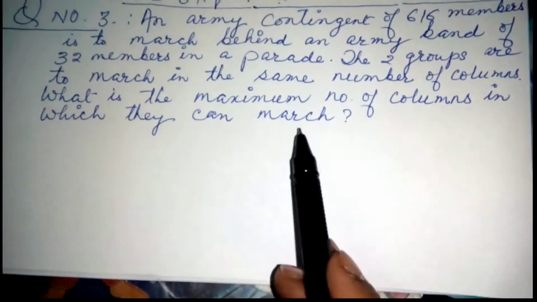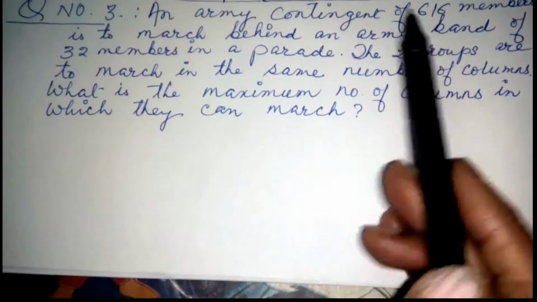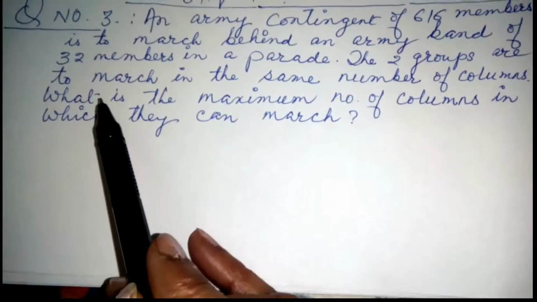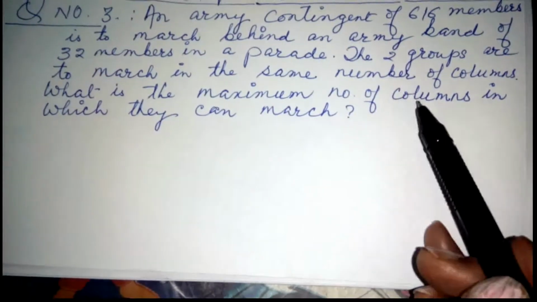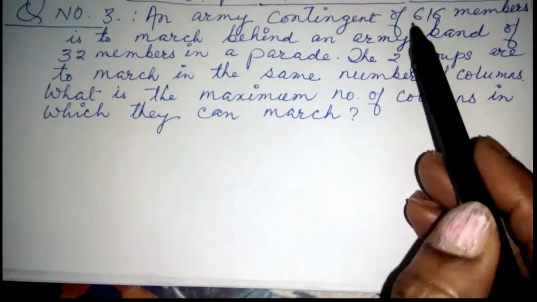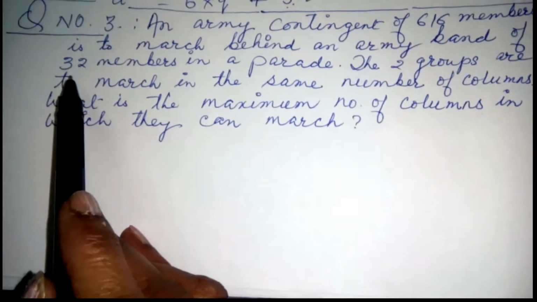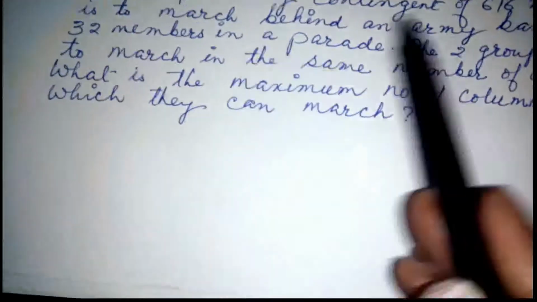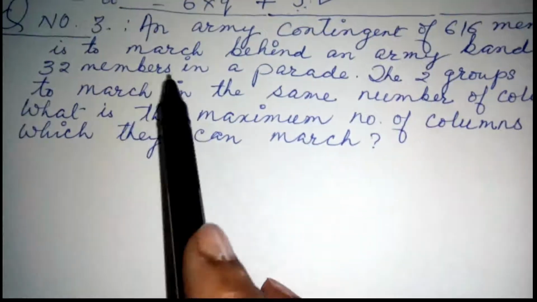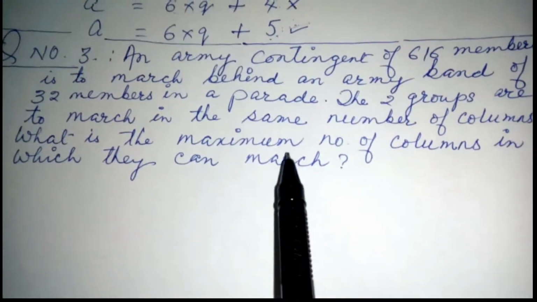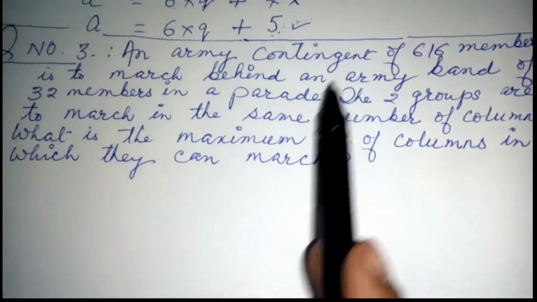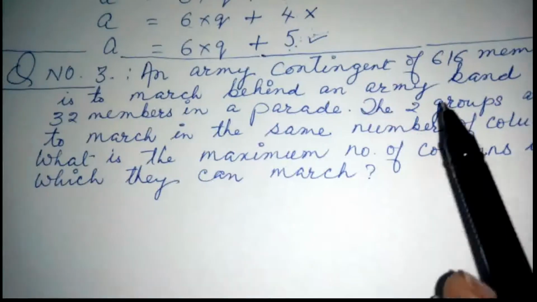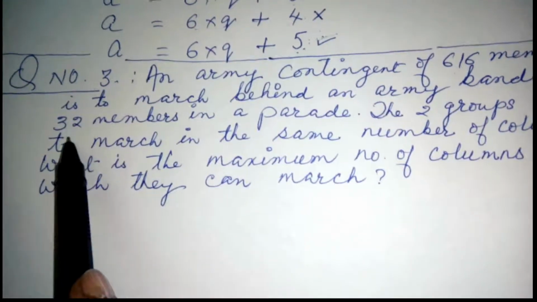We have to find the maximum number of columns from these two figures, 616 and 32. They should be equal and it should be maximum. That means we have to find a number which can divide 616 and 32 completely, and that should be the highest number which divides these two. That means we have to calculate the highest common factor of 616 and 32.